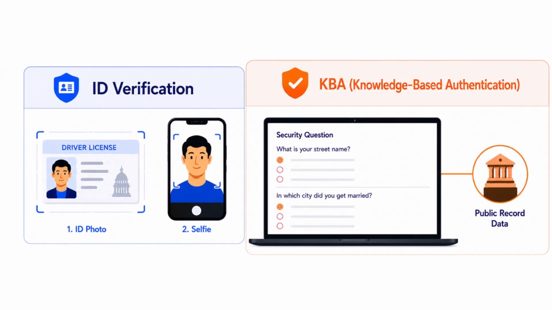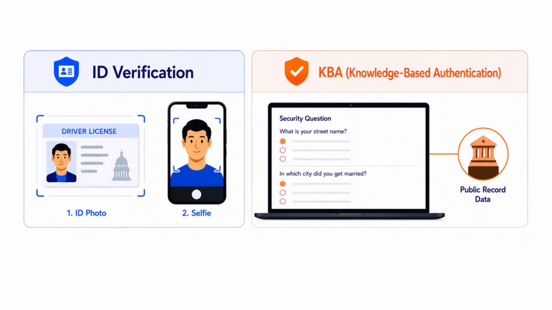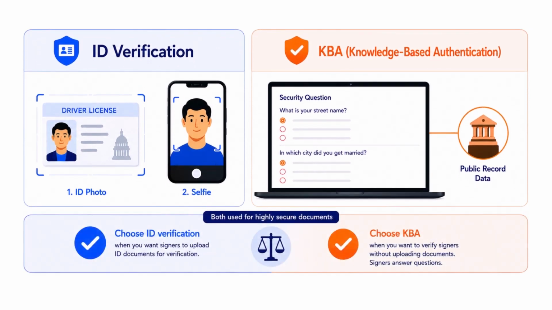KBA takes a different approach. The signer provides their legal identity information, and BoldSign generates security questions from public record data. There's no document upload, just questions only that signer should be able to answer. Choose ID verification when you need a scanned identity document on file. Choose KBA when you want strong verification with a faster, upload-free signer experience.